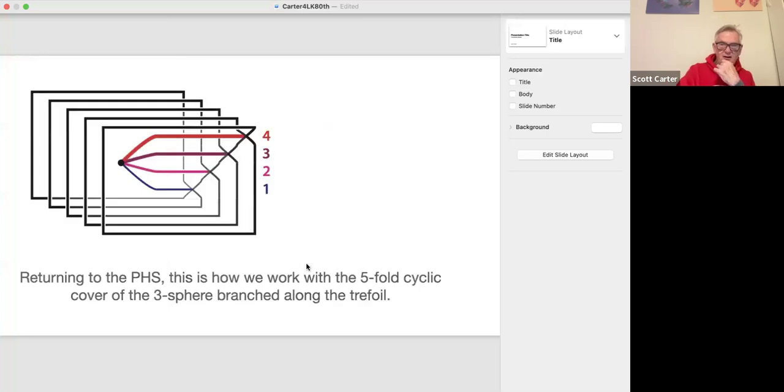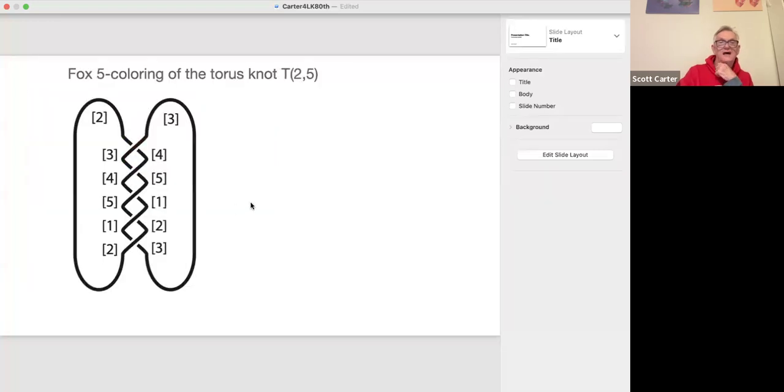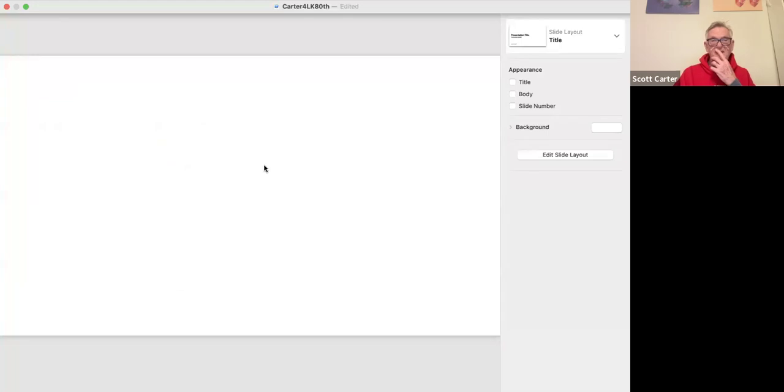As I said, if I wanted to look at the 5-fold cyclic branch cover of the 3 sphere branched along the trefoil, I would use this picture, and the process would look very similar to the 2 previous examples where I showed you the Poincare homology sphere. Okay, this is the Fox coloring of the torus knot T25, and I'm going to color the top arcs 2 and 3. The point is that all the other reflections are conjugates of a fixed reflection, and those turn out to be the most convenient ones to use.